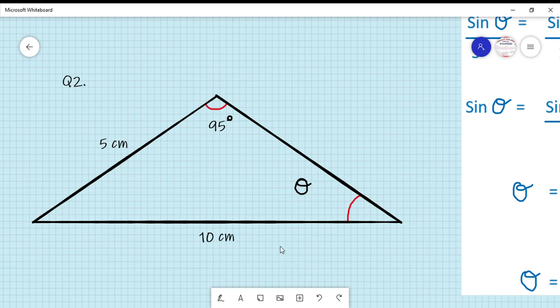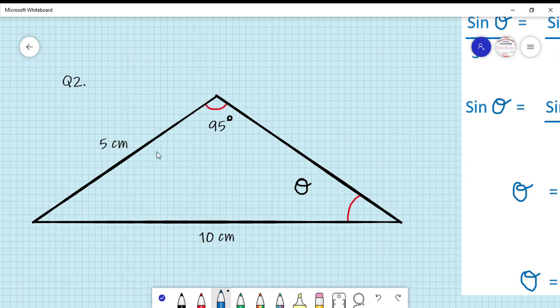As I said, we always need to have at least one pair. If we have two pairs, it's good. You can choose any one of them and start calculating, as there won't be a difference at the end. You can see that we have one pair here. So to find theta, we have the 5 centimeter, the opposite side's length. Let us start calculating.